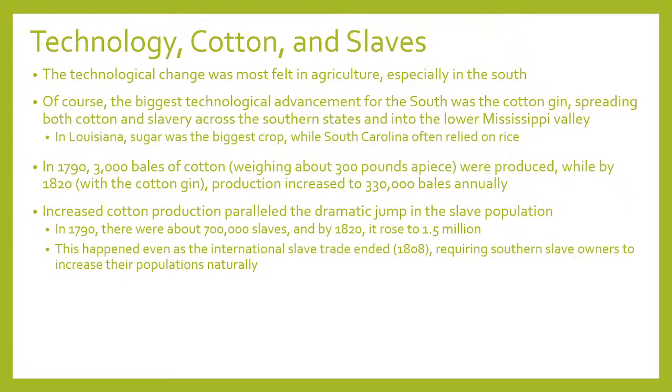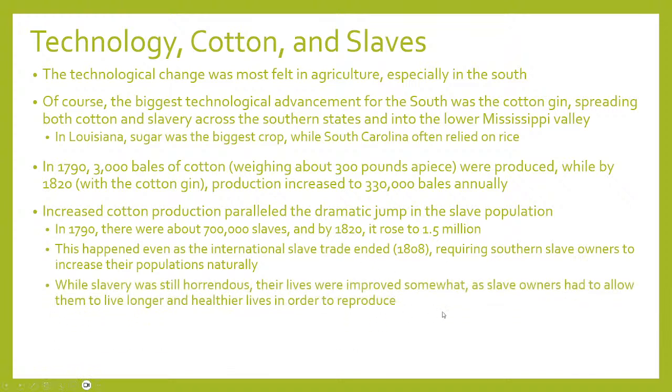So southern slave owners had to increase the number of slaves they had by allowing the slaves to reproduce naturally, which required the slaves to be allowed to live longer and healthier lives. Now, granted, this doesn't suddenly mean that everything's hunky-dory for the slaves and all is well now. This is still human chattel slavery, and of course, a human crime. But it's a little better.